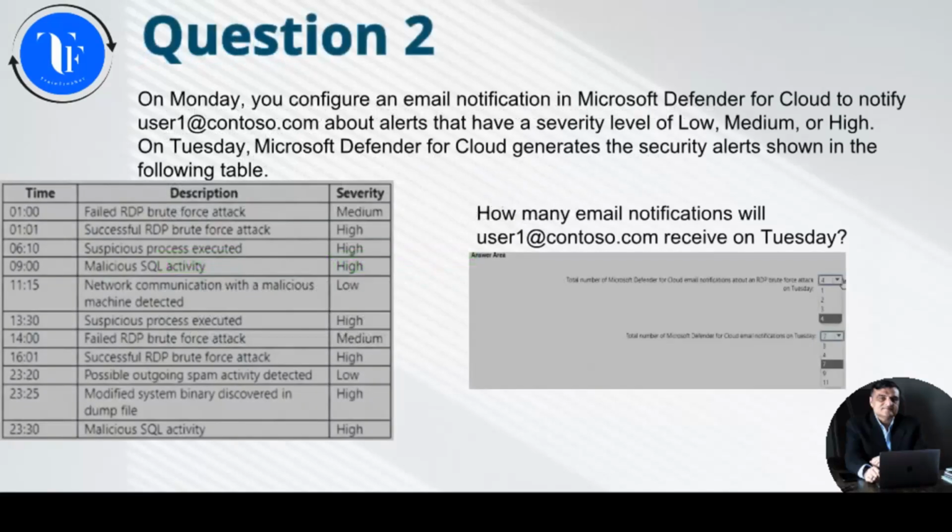Question 2. On Monday, you configure an email notification in Microsoft Defender for Cloud to notify user1 at contoso.com about alerts that have a severity level of low, medium, or high. On Tuesday, Microsoft Defender for Cloud generates the security alerts shown in the following table. How many email notifications will user1 at contoso.com receive on Tuesday?